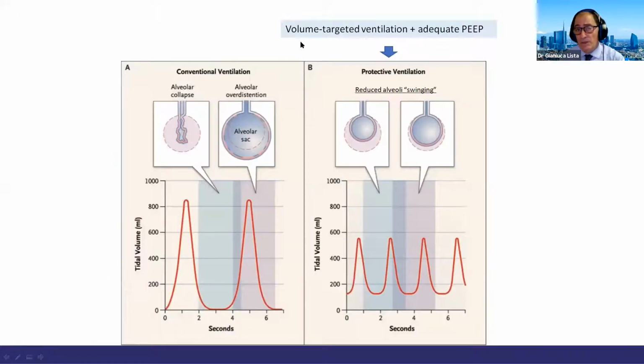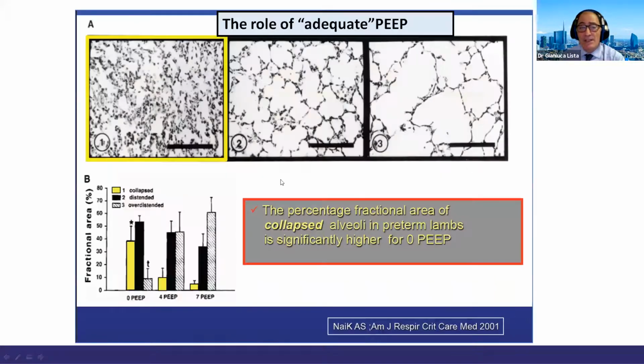In order to optimize volume targeted ventilation, to give much more chance to be lung protective, we have to work with PEEP, because PEEP can reduce the alveoli swinging. So we are trying to optimize the level of PEEP and to avoid too low PEEP and too high PEEP, in order to reduce atelectasis and overinflation.